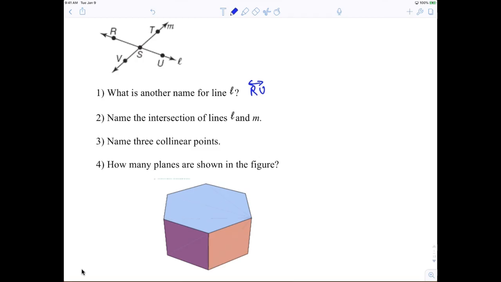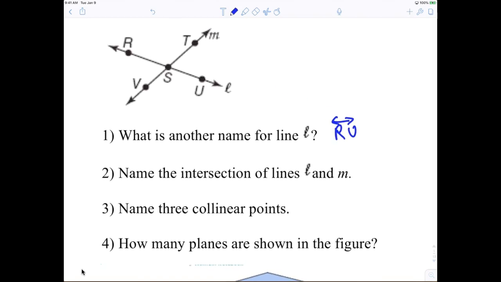So again, let's talk here real quickly about a few things. Is this possible? Is there a line RT? No. Yes, RST. Wait a minute. No. Yeah, it can't bend.